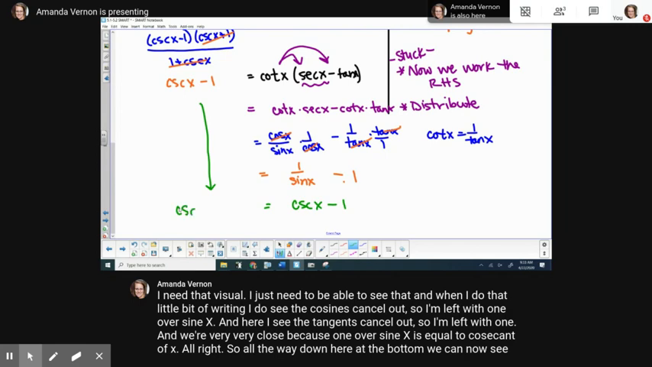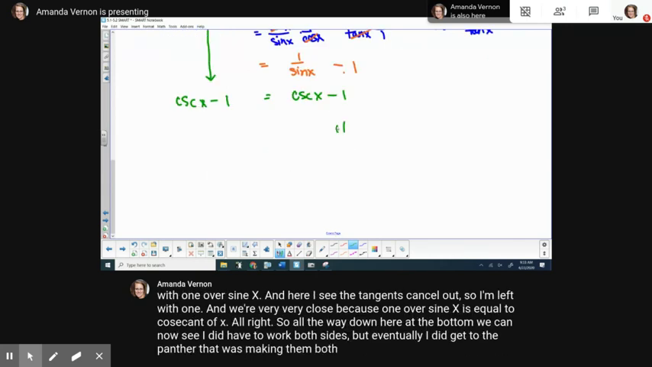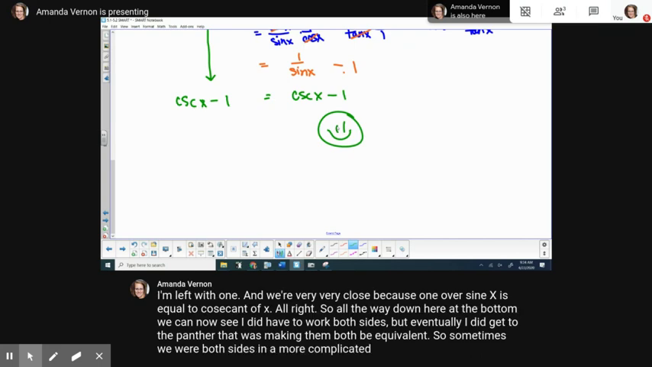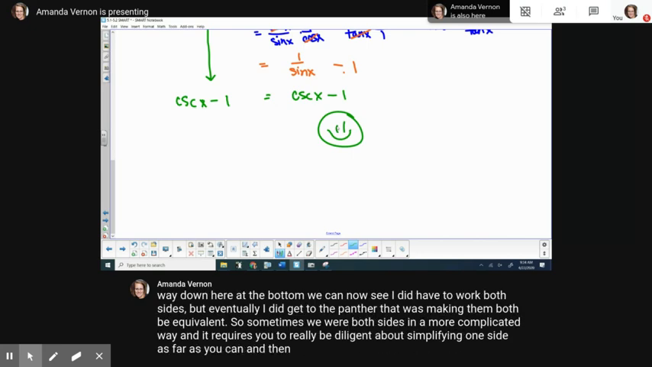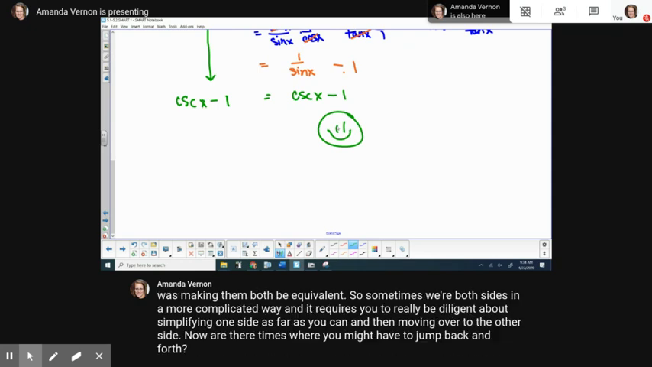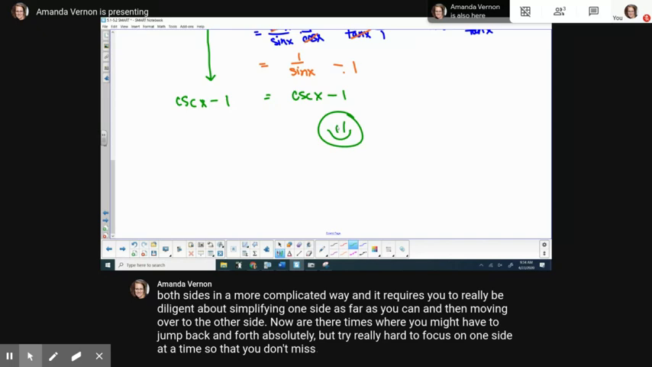All right, so all the way down here at the bottom, we can now see I did have to work both sides, but eventually I did get to the answer that was making them both be equivalent. So sometimes we write both sides in a more complicated way, and it requires you to really be diligent about simplifying one side as far as you can, and then moving over to the other side. Now, are there times where you might have to jump back and forth? Absolutely. But try really hard to focus on one side at a time so that you don't miss something or you don't do too much and end up having to backtrack.